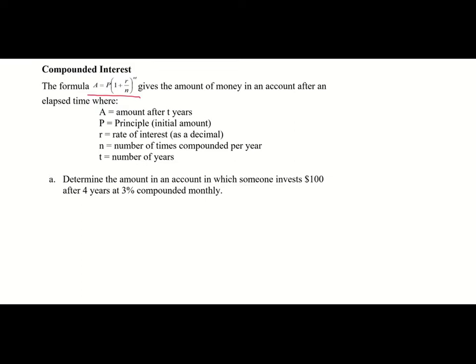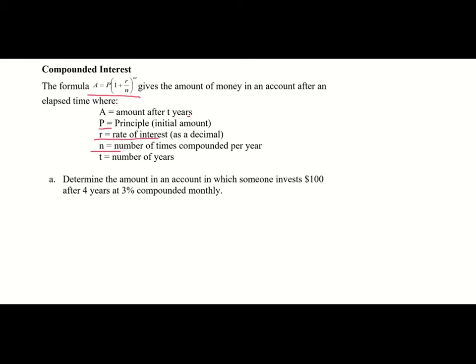So A is the amount of money you have after a certain amount of years. P is the principal, so how much money you put into the account. I put $500 in the account, so that's my starting point basically, or whatever amount it is. R is the interest rate, and they're going to give it to you as a percentage, but you're going to want to convert it into a decimal to work with it.